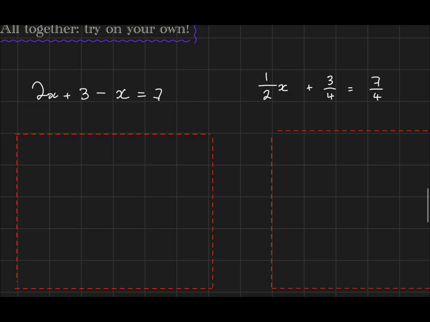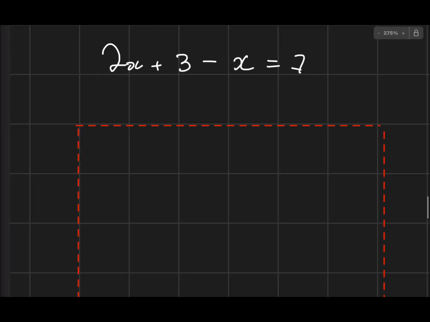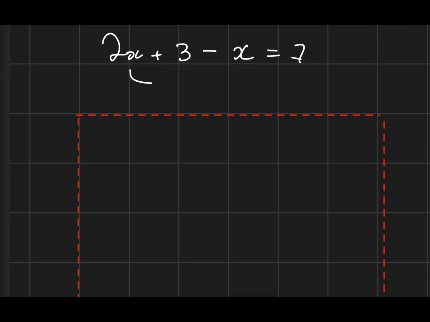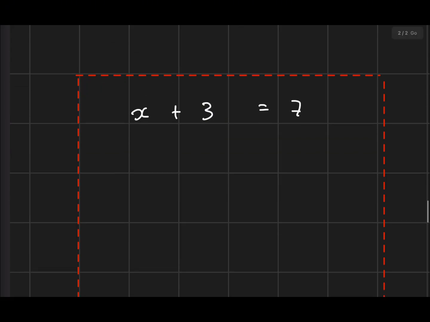Now that you've tried it out, let's try solving it. Here, we have to collect like terms, where 2x minus x is x. Then we keep everything else the same. After that, we should subtract both sides by 3 to get x alone, and then do 7 minus 3, which gets us 4.